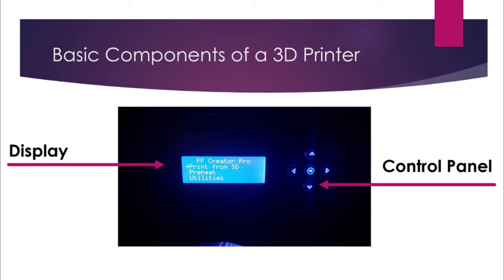On the right-hand side, you see an up, down, left, right navigation panel. The OK button is for selecting an option. This allows you to easily navigate the menu system of the printer.